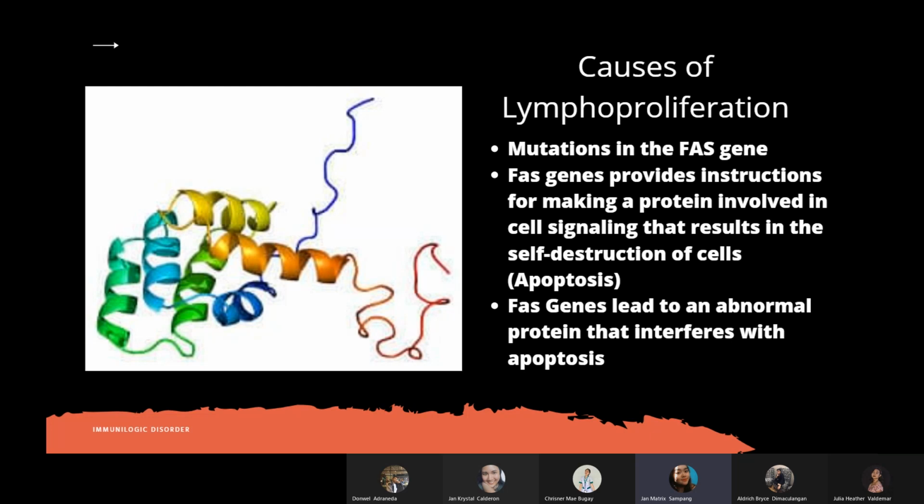FAS gene mutations lead to an abnormal protein that interferes with apoptosis. As a result, excess lymphocytes accumulate in the body's tissues and organs and often begin attacking them, leading to autoimmune disorder. Interference with apoptosis allows cells to multiply without control, leading to the lymphomas that often occur in people with this type of disorder.